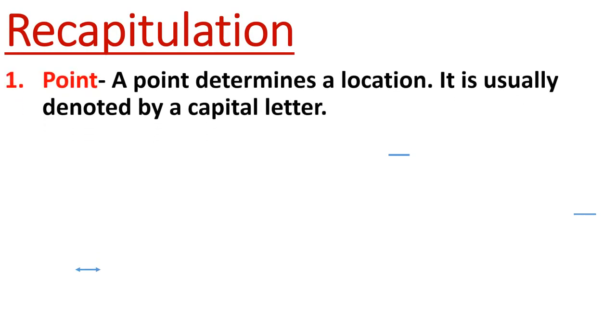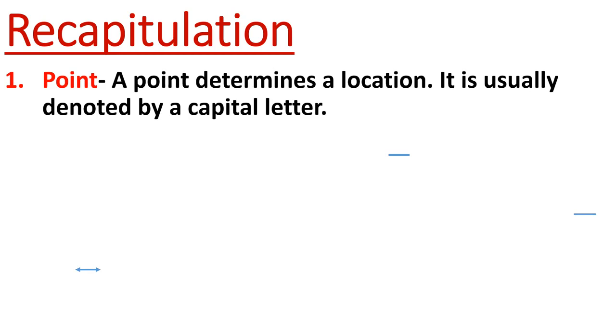The first thing that we have learned is about a point. What is a point? A small dot marked by a sharp pencil on a sheet of paper is an example of a point. A point determines a location. It tells us the location, and it is usually denoted by a capital letter.